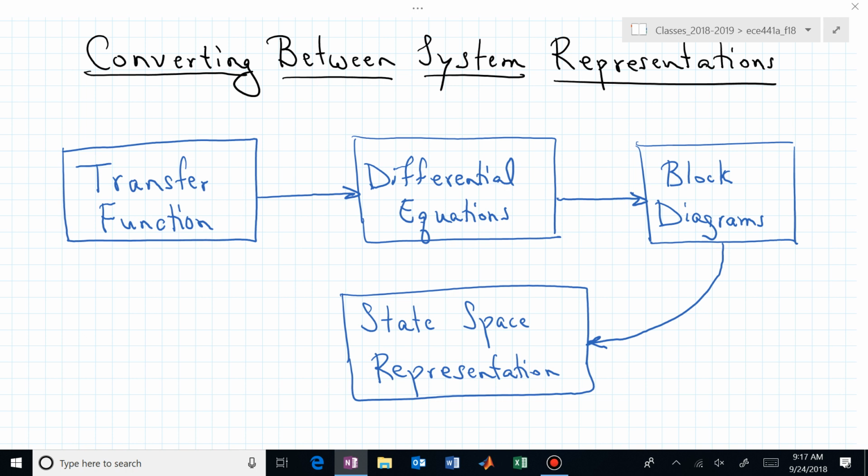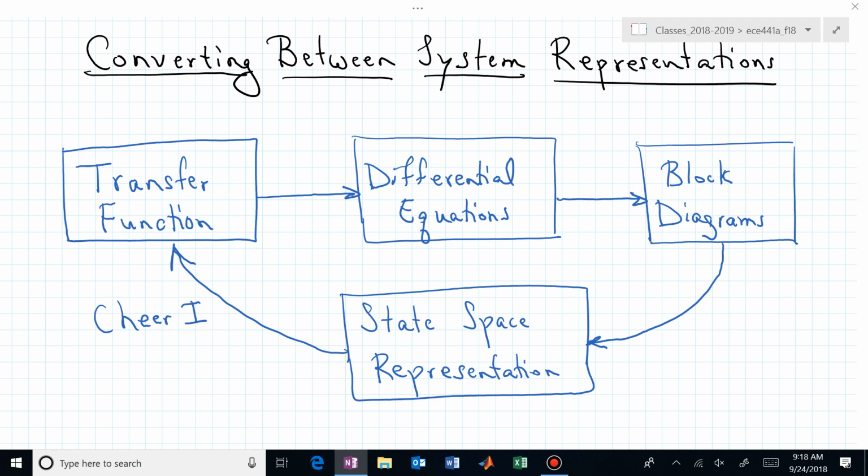It's not a direct path from a transfer function to a state space, but we can get there through a train or a linked progression of representations. How do we go this way? That's Chapter 1, isn't it? This was you give me A, B, C, and D, and I can now give you the transfer function.